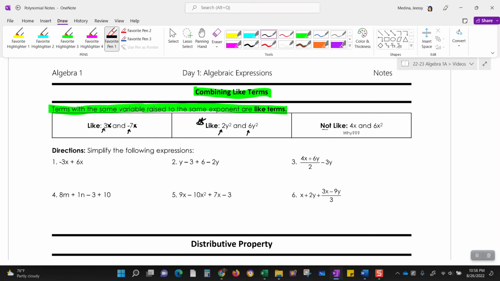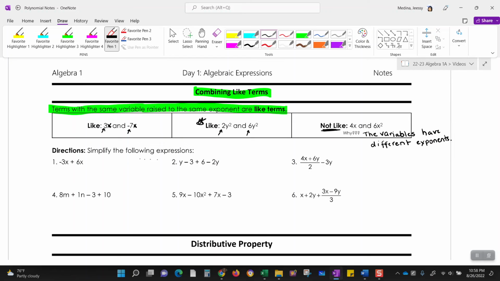So this is a not like example. This is a non-example. So we have 4x and we have 6x squared. Why? Because over here, x is raised to the first power, right? And over here, x is raised to the second power. So the variables, you're writing this, have different exponents. The base is the same, but they have different exponents.